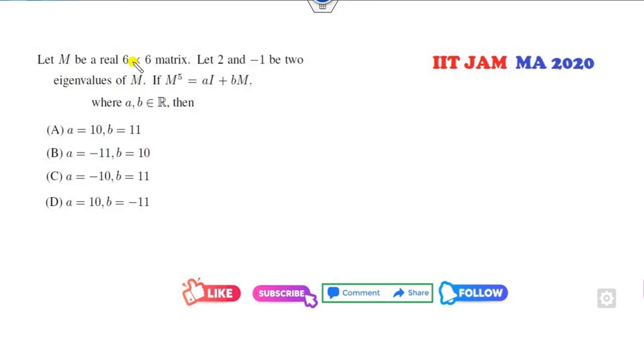Okay, look at this another one. M is a real 6 cross 6 matrix, so it has 6 eigenvalues. 2 and -1 are my 2 eigenvalues, and M raised to power 5 is aI plus bM, where a and b are real. Which of the following are true? Can you find the 4 other eigenvalues? You can solve this equation and get them, but the options are not asking you to find the other eigenvalues. So if 2 and -1 are the eigenvalues of my M, what does it mean?